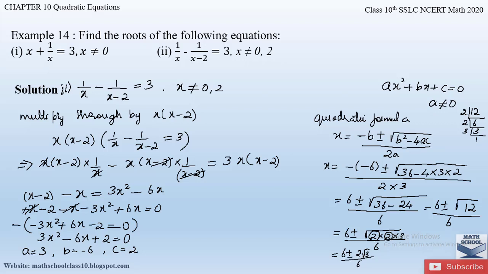So here if you observe, we can take 2 common outside, like here 6 can be written as 3 into 2, plus or minus 2 root 3 divided by again 6 can be written as 3 into 2. So we can take out 2 common from the numerator and denominator. Okay, so if we take 2 outside in the numerator, we will be left with 3 plus or minus root 3, and again in the denominator we have 3 into 2. So this 2 and this 2 will get cancelled, and we are left with 3 plus or minus square root of 3 divided by 3.